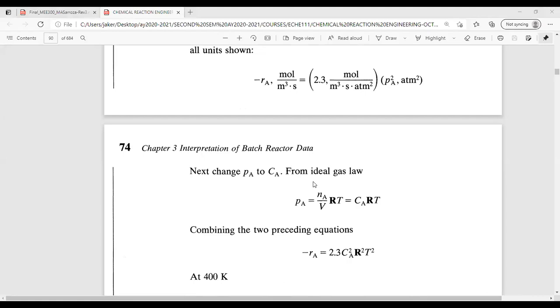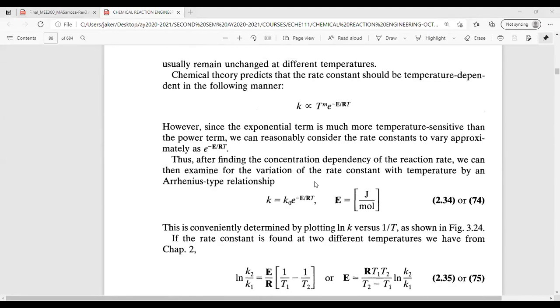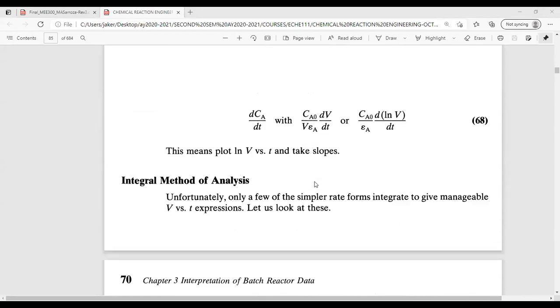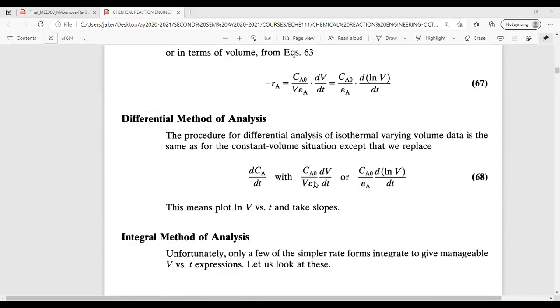Okay, do you see the book already? I'll go back to what I was talking about a while ago. You see the book? This is the book that I have been mentioning. Let me see. Okay. So this is the explanation in Levenspiel based on the differential method of analysis.